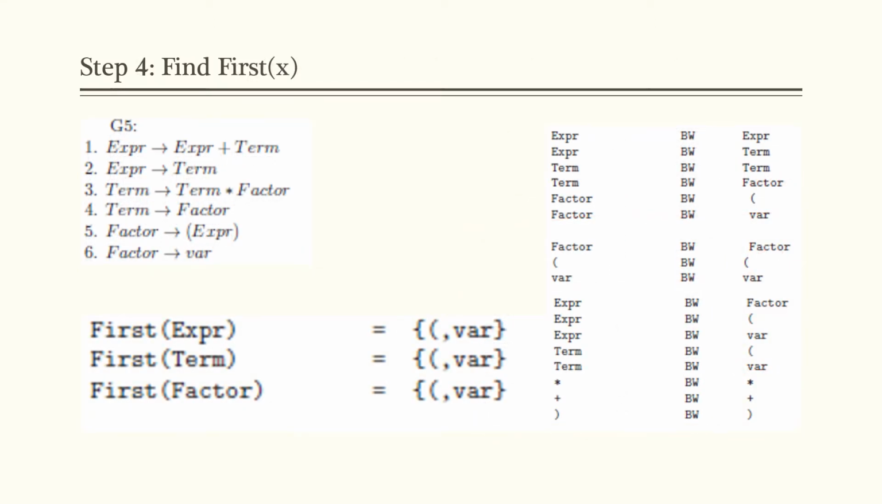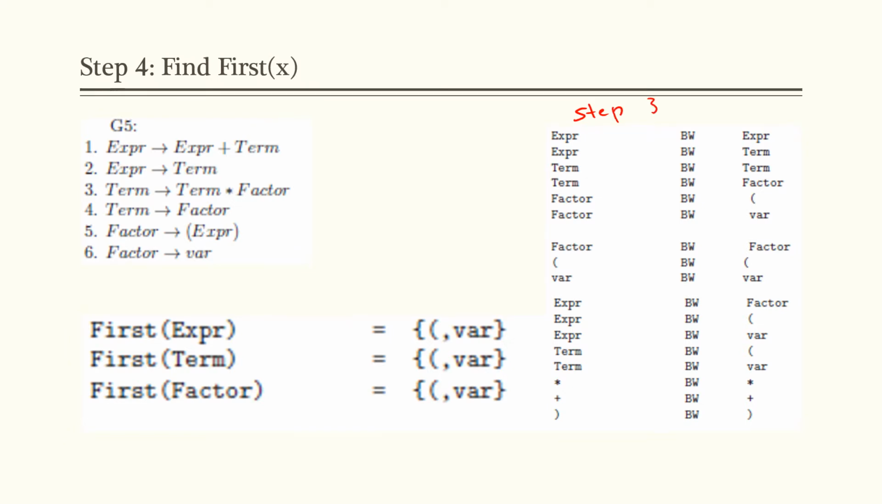Now step number 4 is to find the first x. First x is actually to get the terminal, where x is the terminal. The result that we get here is from step number 3. So this is the result from step number 3, and I copied it in this slide.